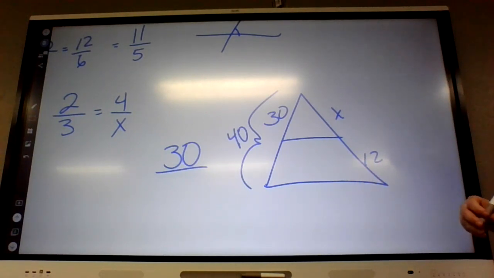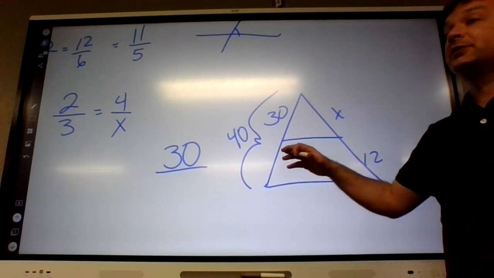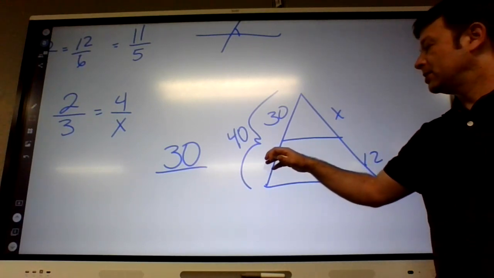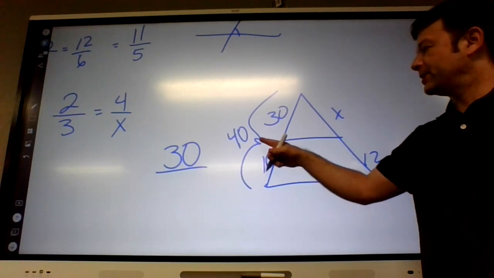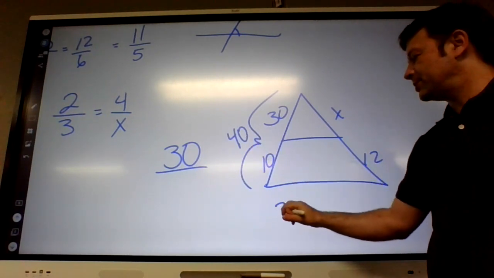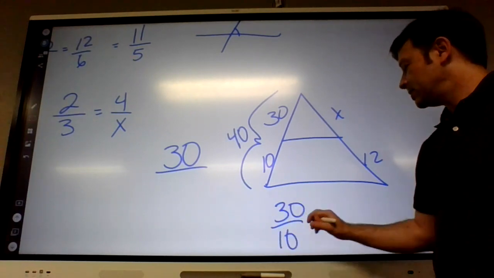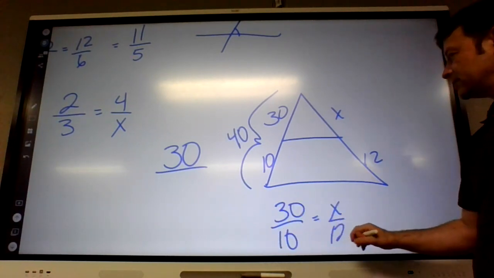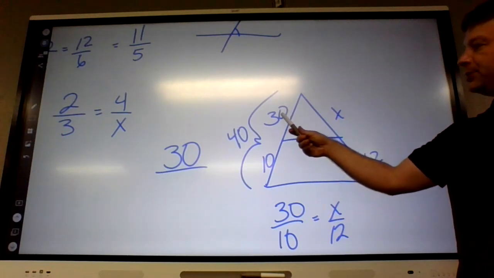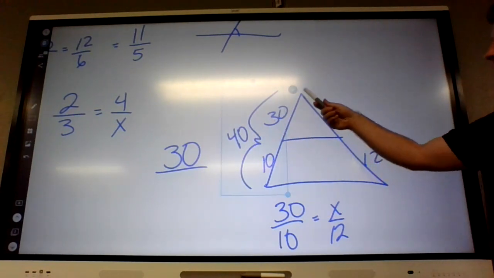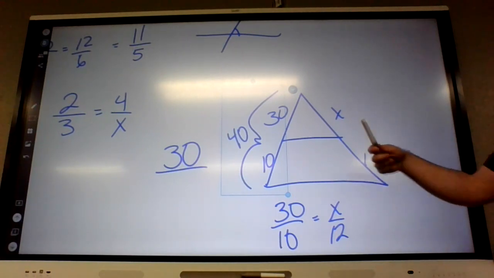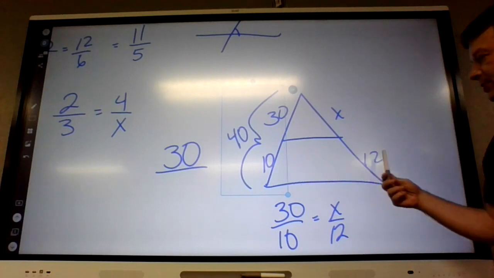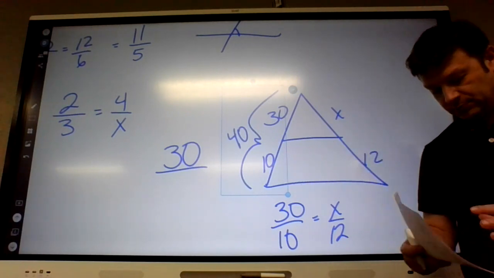30 over 10? Yeah. So we could figure out that if this is 40, this is 10. So you could do 30 over 10 equals x over 12. That would work. You could do 30 over 40 equals x over x plus 12. That would be more work, but it would work. You could do 30 over x equals 10 over 12. There's a lot of ways you could do it.